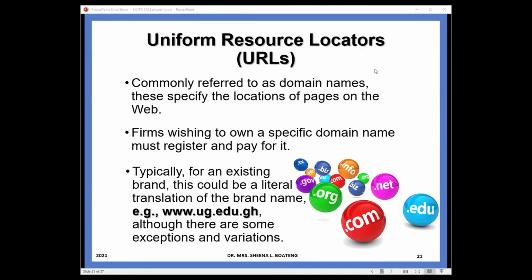Typically, for an existing brand, selecting a URL or domain name is a no-brainer because they would usually go for a name that is a literal or direct translation of their brand. A typical example is University of Ghana. Everybody knows our initials are UG, isn't it? So it makes sense that our domain name is www.ug.edu.gh. But in some instances, the firm can decide to introduce some variation, which is largely dependent on the availability of that domain name, because by the time you are ready to register a particular domain name, another organization with similar brand elements may have already taken it. But generally, domain names are a literal translation of the brand's name.